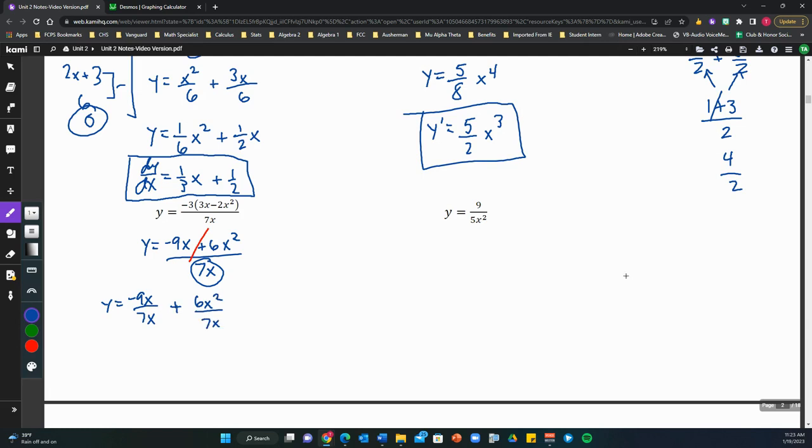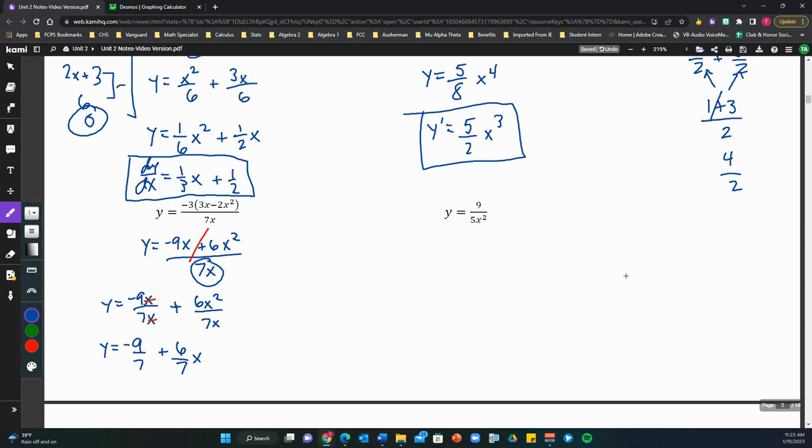So now these become fractions that we just simply try to reduce with exponent properties. For the first one, the x's are going to cancel each other out, and we're actually just left with a constant here. So this becomes -9/7 plus, for the second one, 6/7 is the constant multiple. I'm going to pull that out. And then x squared over x just reduces to x to the first.